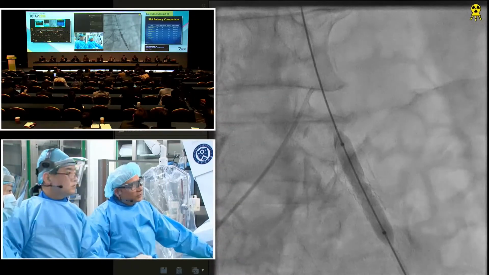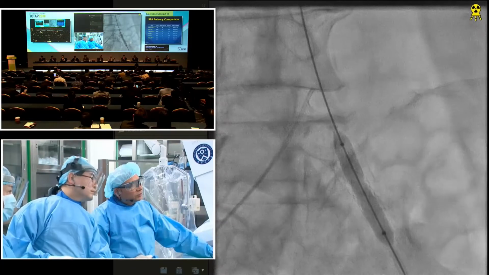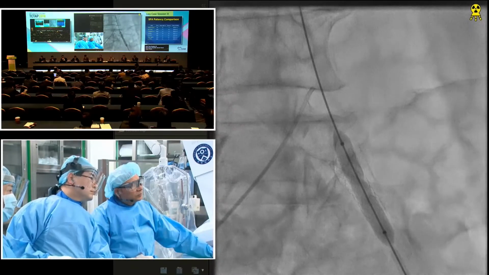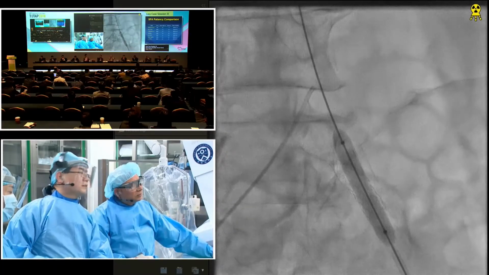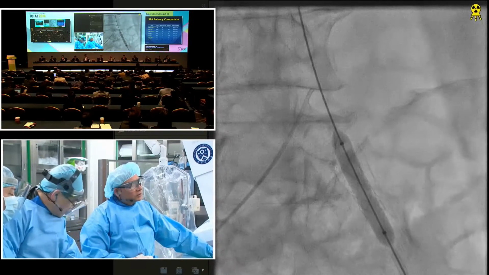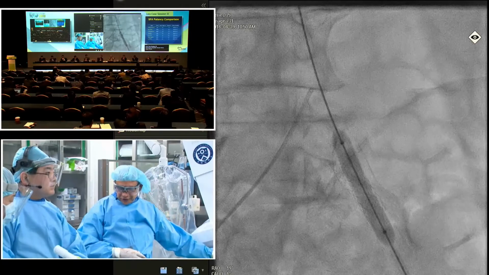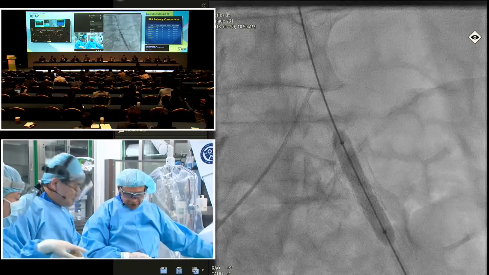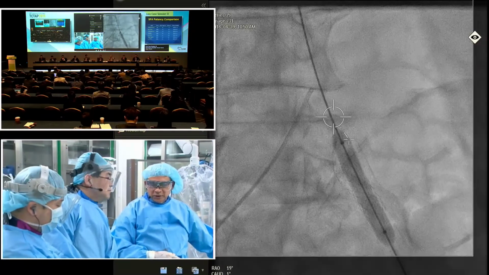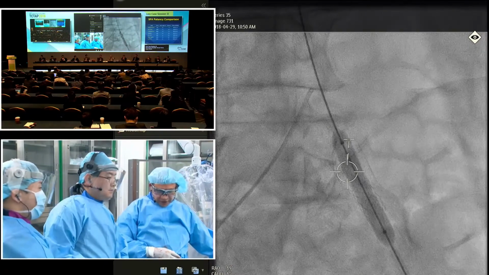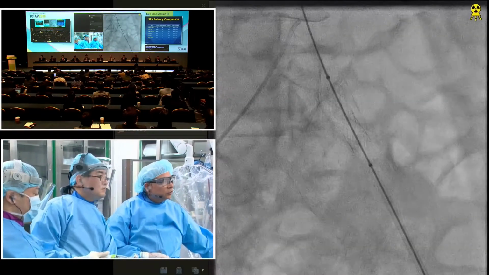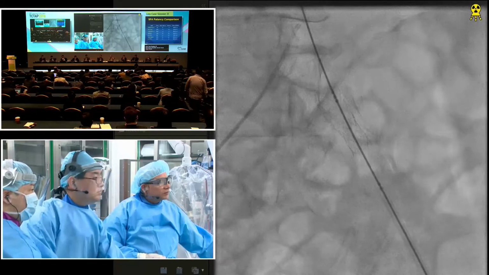You could see that impression, that there was some waisting at the transition between the common and the external. What pressure are you at? Okay, and it's now opened up fully. I can actually feel it, as the previous operator said. You can hear things, you can see things, and feel things. In this case, I am holding on to the balloon while Dr. Ann dilated it, and I can actually feel when the lesion was opened up a bit more aggressively.